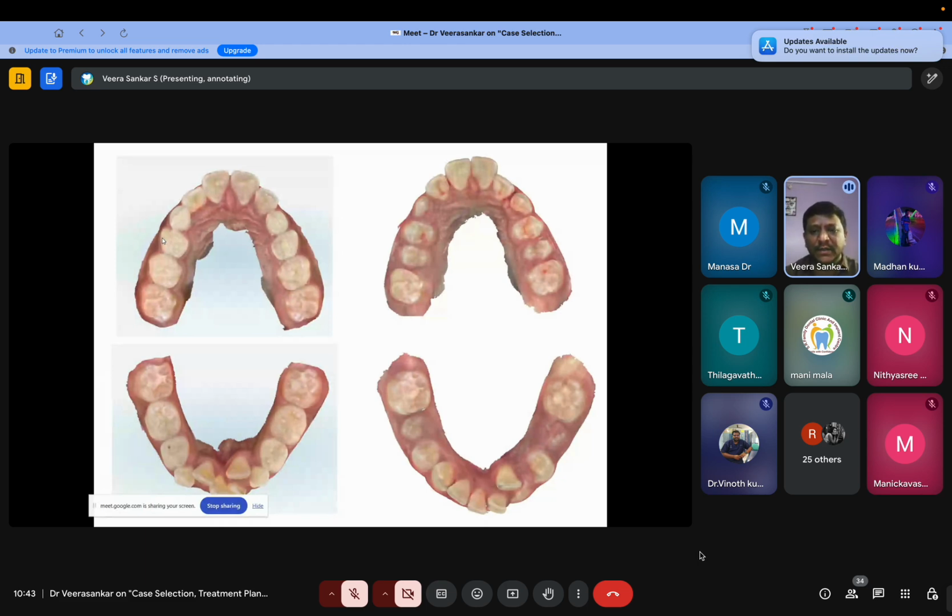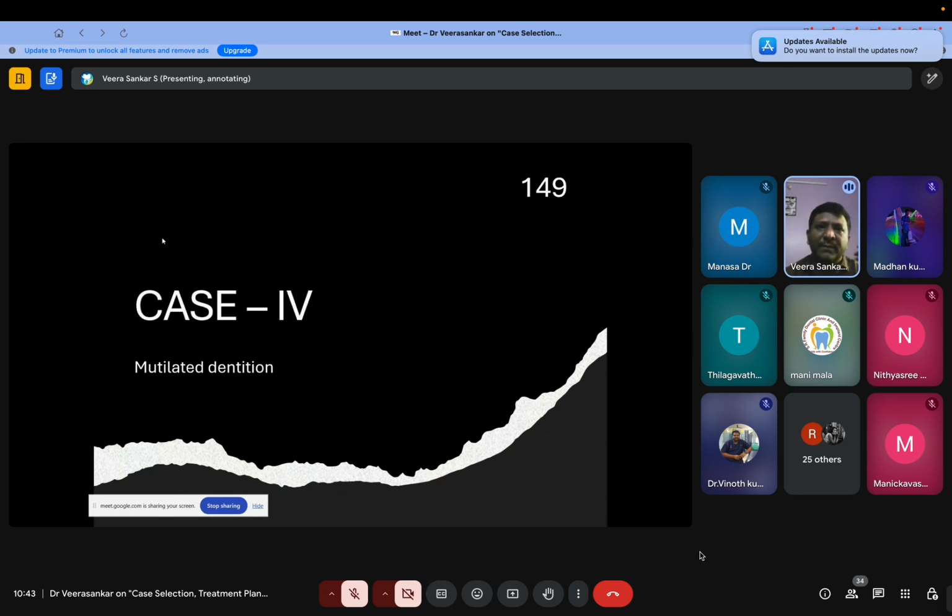Okay, so that is something called eruption guidance that was also incorporated here, and we were able to correct the mandibular advancement comfortably for the patient visiting the clinic once in a year.